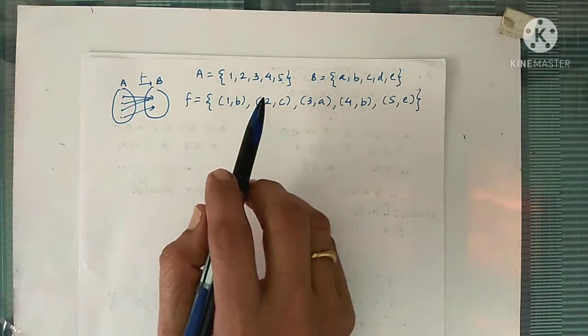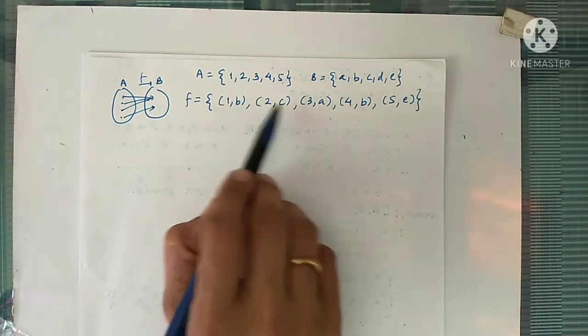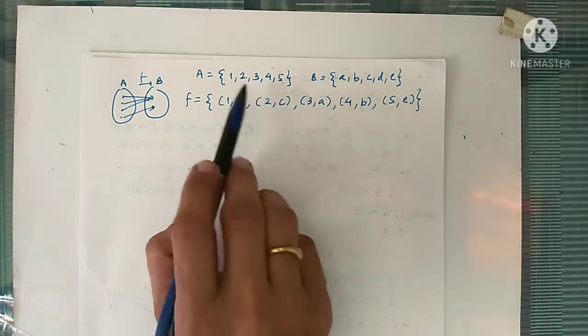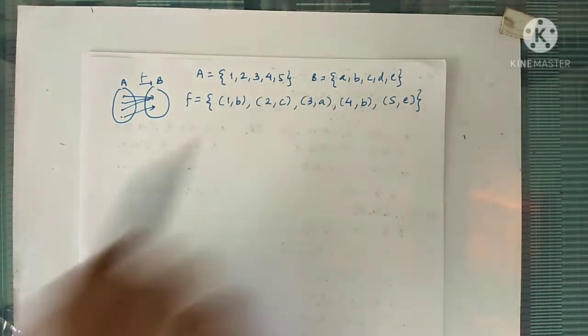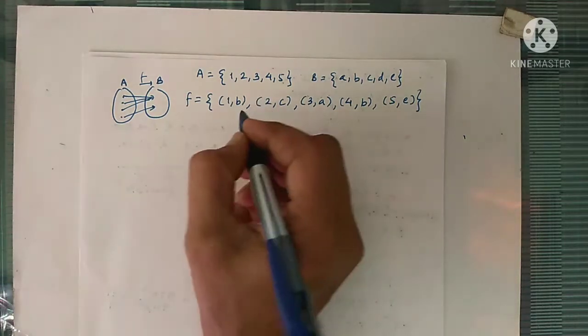First of all, let's check whether it is a function. To check whether it is a function, check the first part. In the first part, every element of A should be there, and that too only once. That means every element has one and only one image in set B. Now to find whether it is 1-1 or many-1, check the second part.